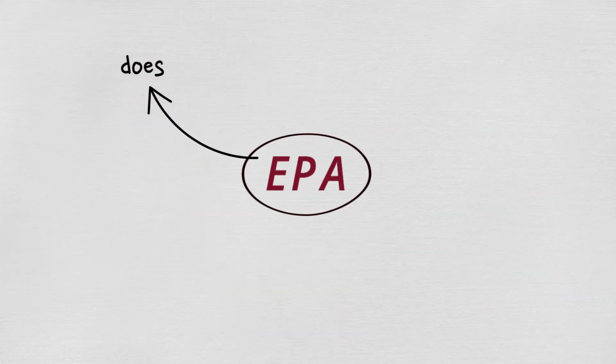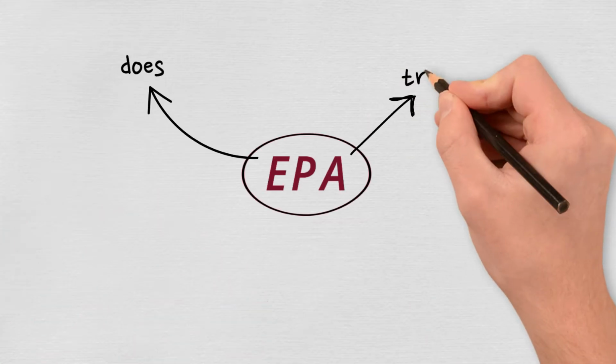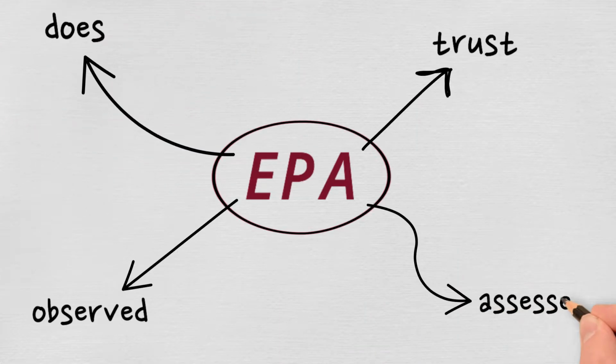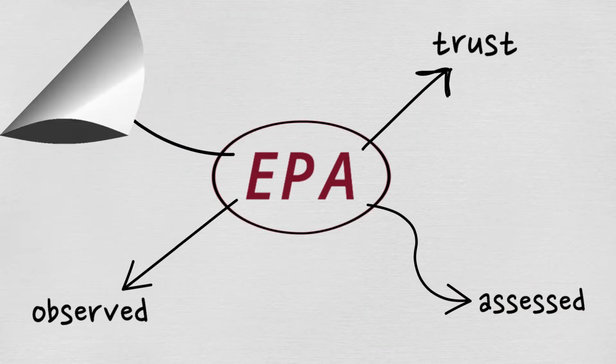Each EPA is a unit of work and outlines something a urologist actually does. You could also imagine your resident being trusted to function independently for each of those activities. And so, it's something on which a learner could both be observed and assessed.